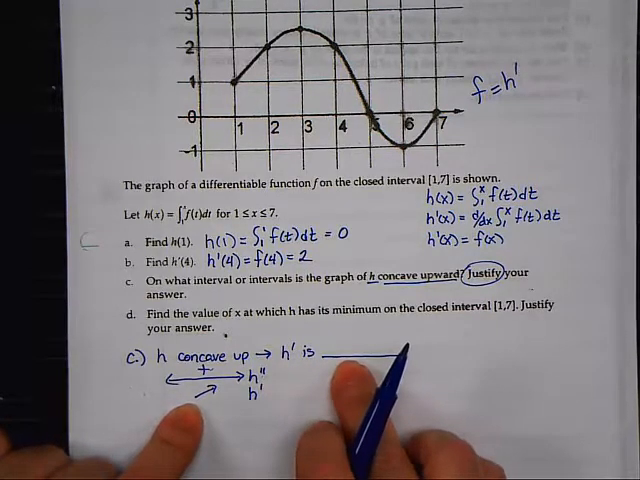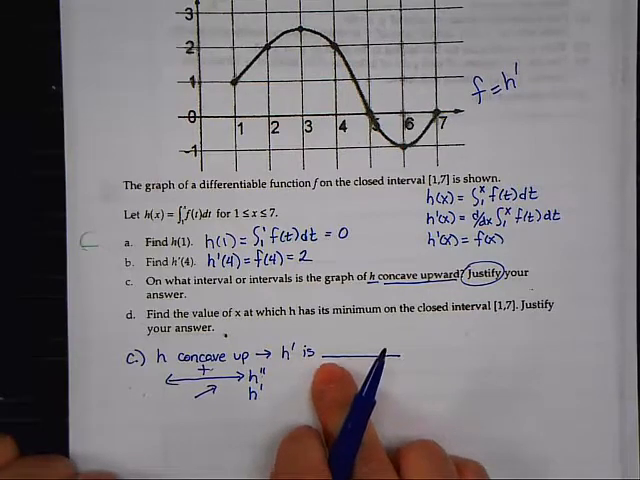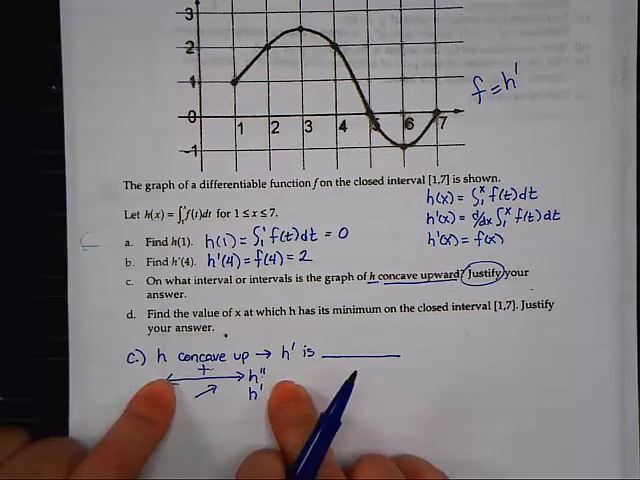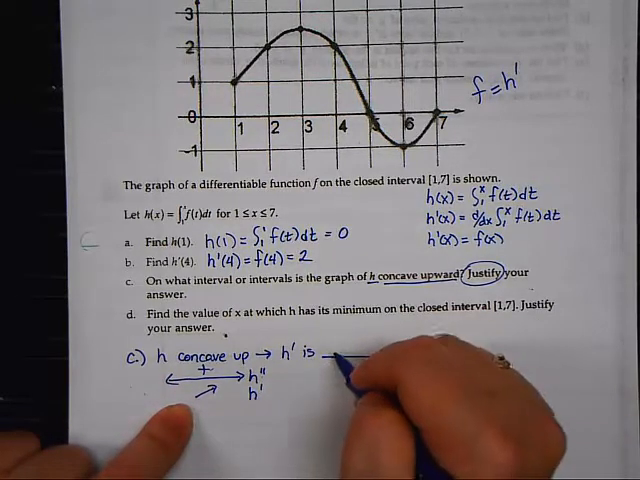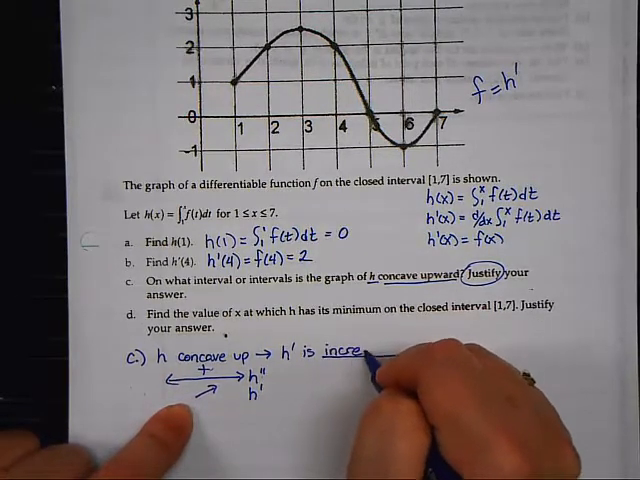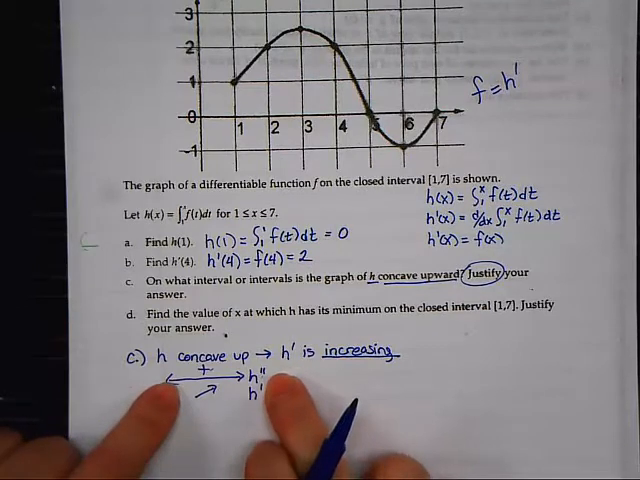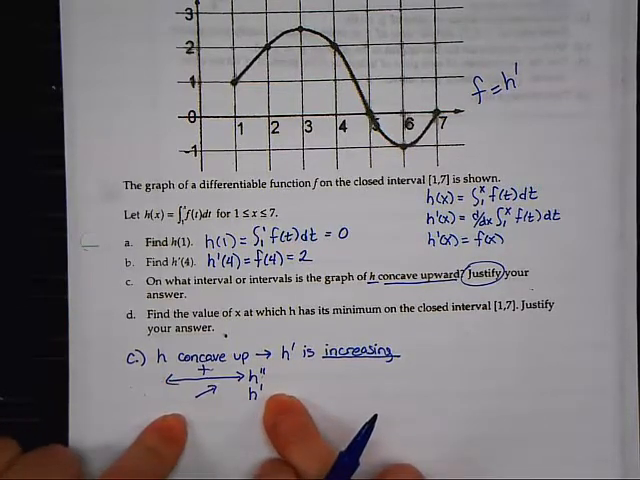Now, can this be positive? Is H prime positive? No, H double prime is positive. So it's not positive, it's got to be increasing. That's another way to think through it. Well, it's either going to be positive or it's going to be increasing. It can't be positive because H double prime is positive, not H prime. H prime is increasing.